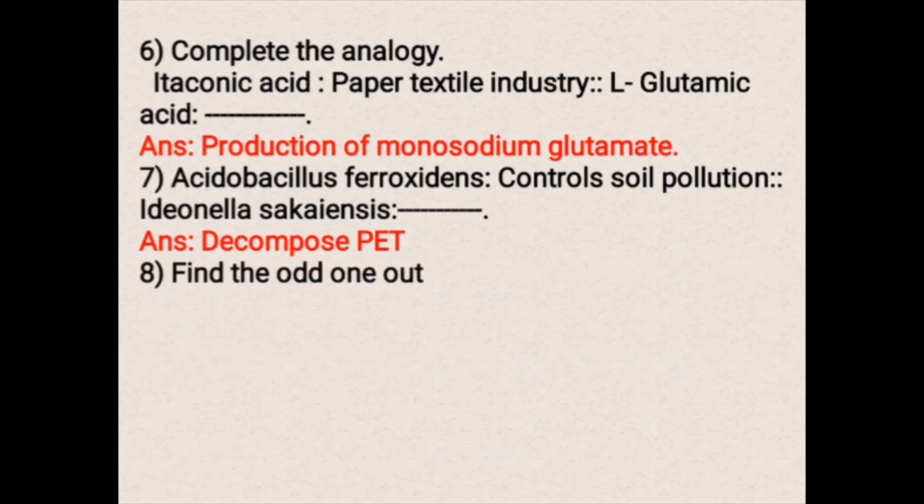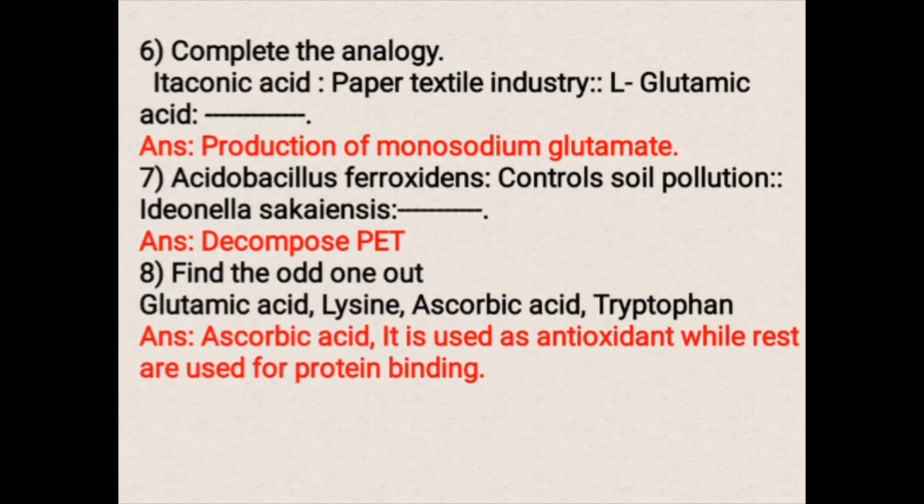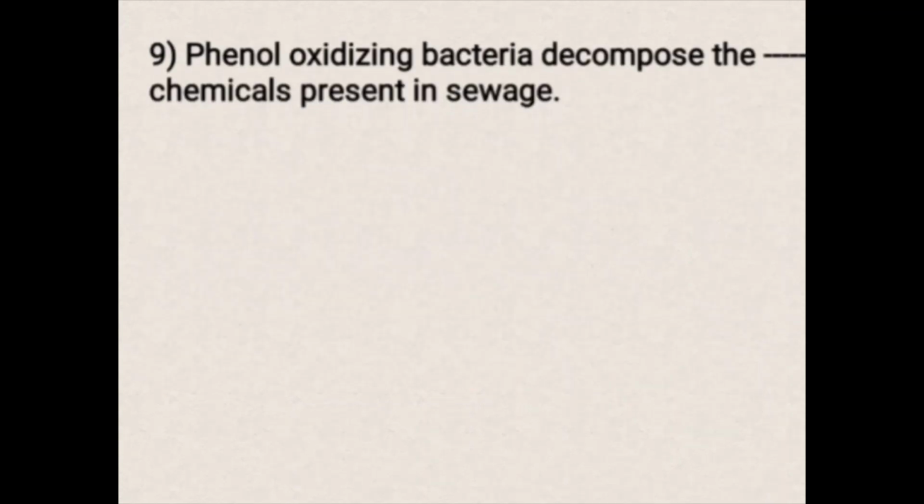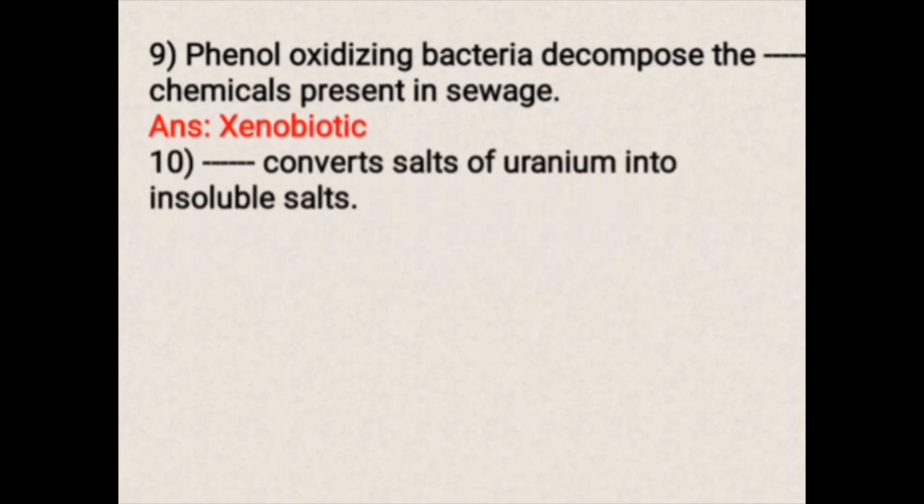See the next question. Find the odd one out. Glutamic acid, lysine, ascorbic acid, tryptophan. And the answer is ascorbic acid because it is used as an antioxidant while the rest are used for protein binding. Phenol oxidizing bacteria decompose the dash chemicals present in sewage. Answer is xenobiotic. Next question. Dash converts salts of uranium into insoluble salts. And the answer is Geobacter.